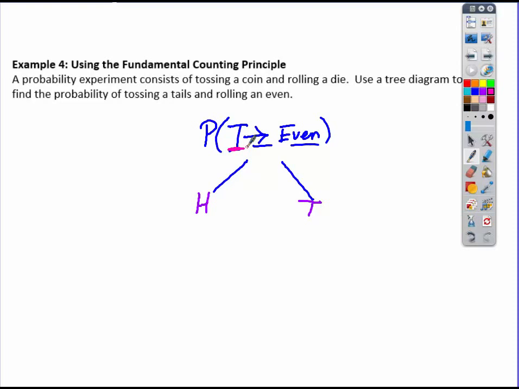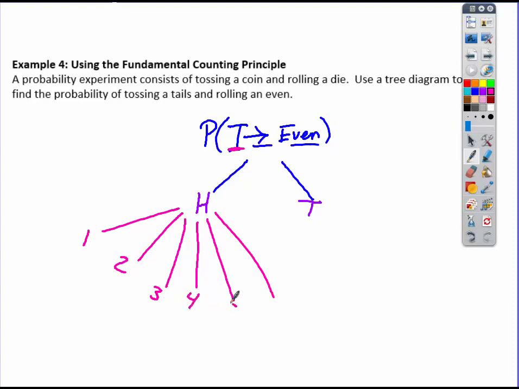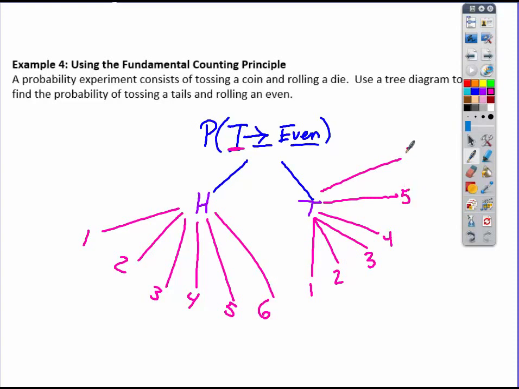So I know that if I flip that coin and get heads, I then have to roll the die. It's a 6-sided die, and I have 6 outcomes on that 6-sided die. I can get a 1, a 2, a 3, 4, 5, or 6. Same thing goes if I flip a coin and get tails. I still have 6 outcomes for that: 1, 2, 3, 4, 5, 6.